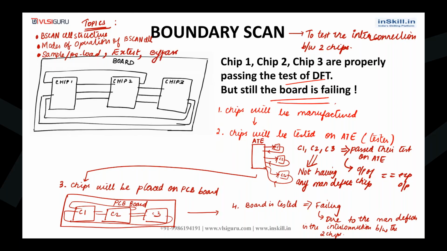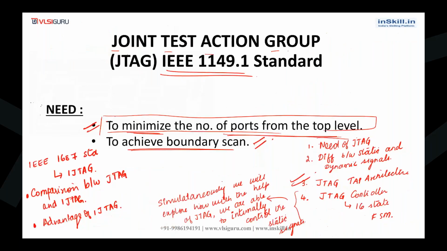Okay. And when we do these instructions, sample preload, EXTEST, bypass, you will be able to understand how we are able to achieve boundary scan using JTAG. So one need of JTAG we have seen, right, in order to achieve boundary scan. When we explore those instructions, you will be able to see how with the help of JTAG we are able to achieve boundary scan. Okay, so yeah, that's it.